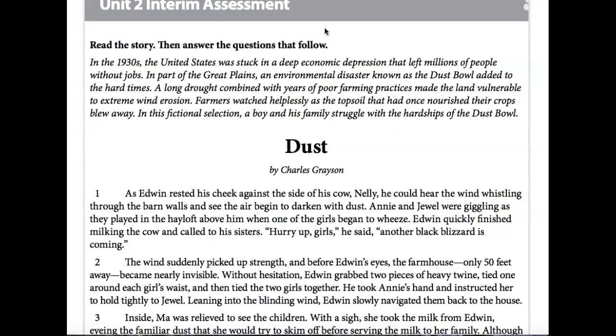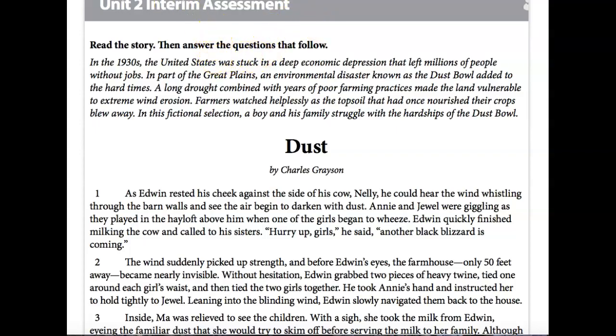In part of the Great Plains, an environmental disaster known as the Dust Bowl added to the hard times. A long drought, combined with years of poor farming practices, made the land vulnerable to extreme wind erosion. Farmers watched helplessly as the topsoil that had once nourished their crops blew away. In this fictional selection, a boy and his family struggle with the hardships of the Dust Bowl.